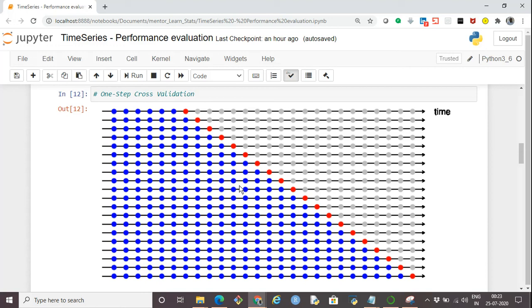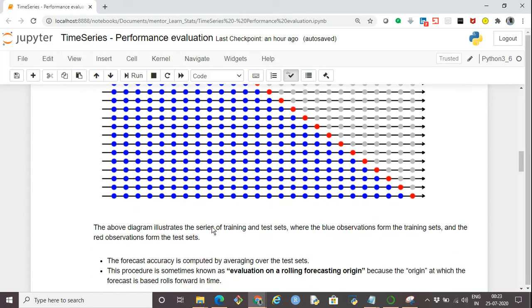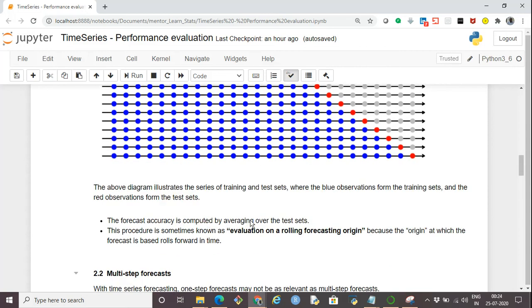Okay, so how well our model is performing depends on the average of what we get throughout this whole process. So the above diagram illustrates the series of training and test sets, where the blue observations form the training sets and the red observations form the test set. The forecast accuracy is computed by averaging over the test sets. So this procedure is sometimes known as evaluation on a rolling forecasting origin, because the origin at which the forecast is based rolls forward in time.